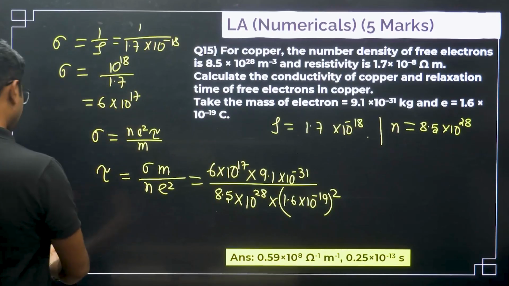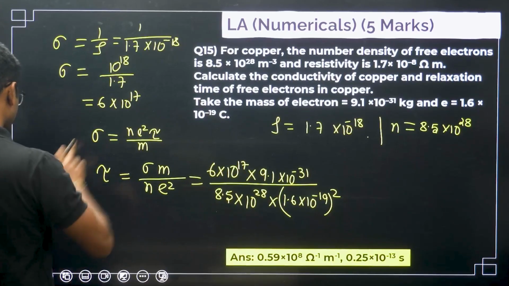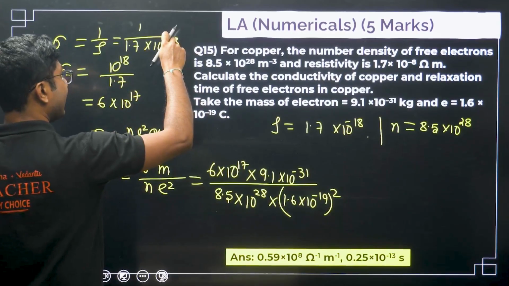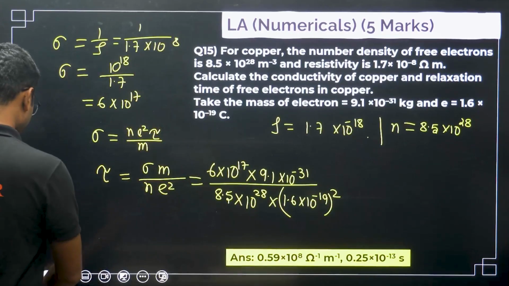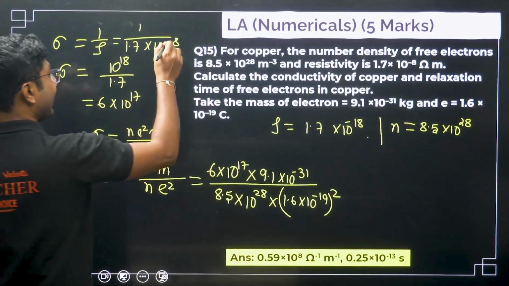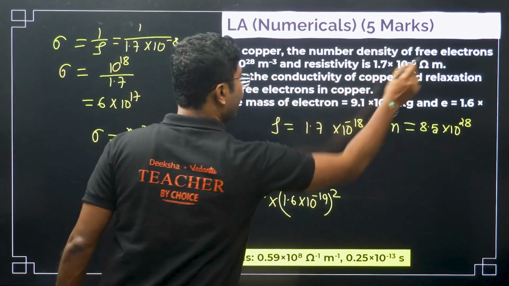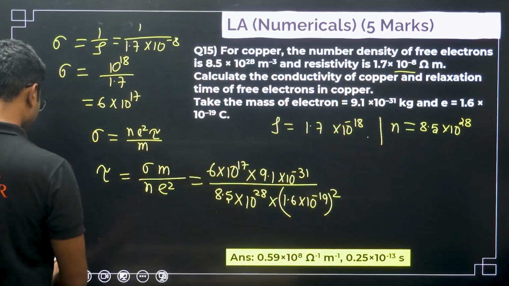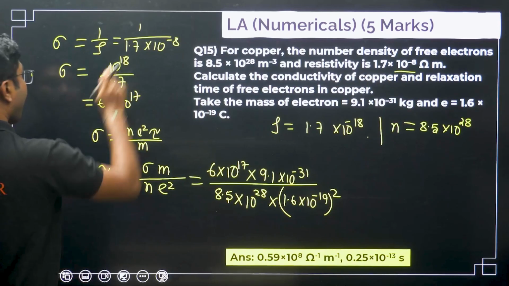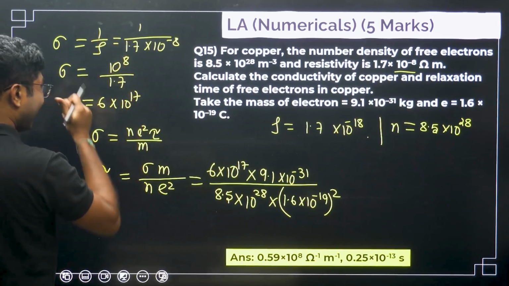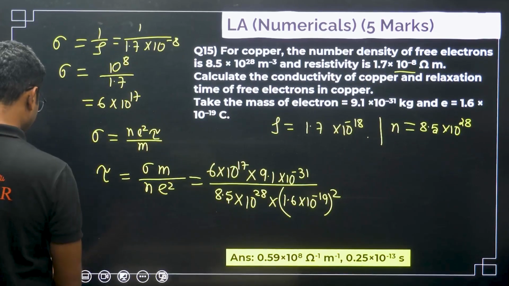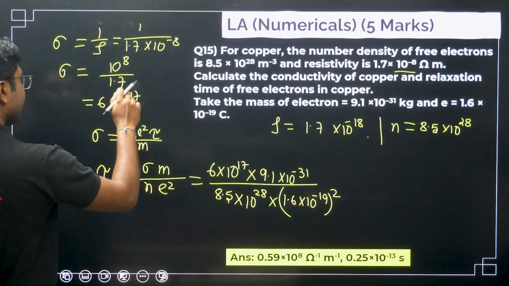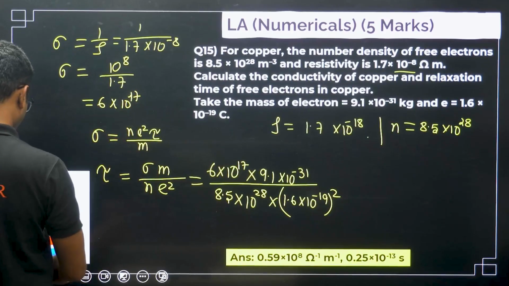One mistake I made is this is not 10 to the power of 18, this is 10 to the power of 8. Okay, 10 to the power of 8. So it will be 10 to the power of 8 by 1.7, and it will be 6 into 10 to the power of 7.